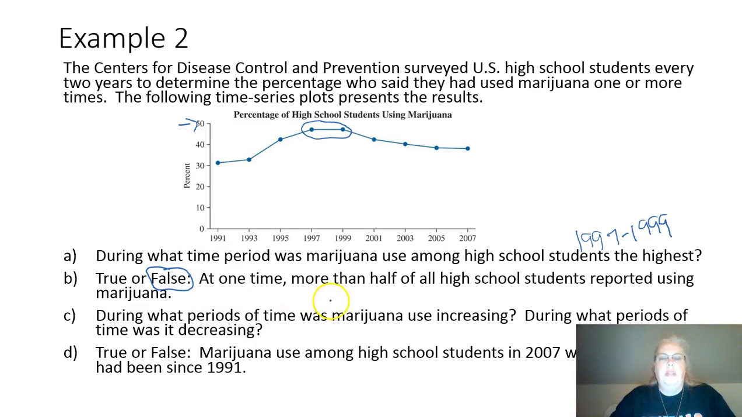C, during what period of time was marijuana use increasing? And during what periods of time was it decreasing? Alright, to find the places where it's increasing, we are actually looking for an uphill trend on the graph. Now it's going uphill between here and here, and then uphill between here and here, and uphill between here and here, and then remember it just kind of levels out after that. And then on this side we actually have a downhill trend going on. So it looks like we have increasing going on from 1991 until 1997.